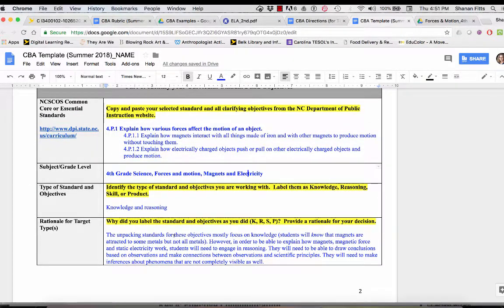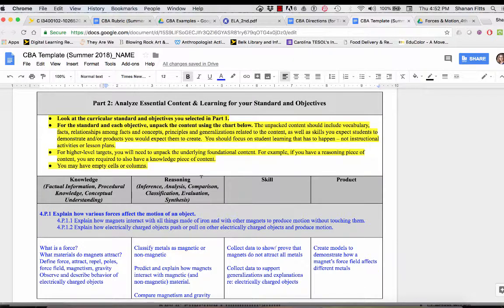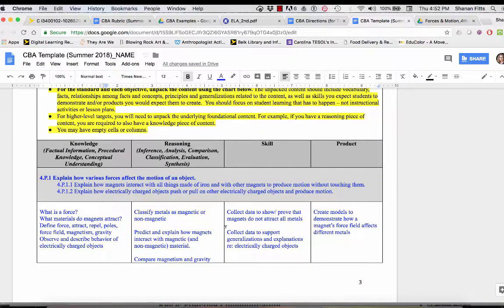You can just cut it out and paste your own in there. In my example, I'm going to be focusing on forces in motion for 4th grade. To deconstruct your standard, again, you're going to be looking at the North Carolina unpacking documents. Some content areas have wiki pages. Looking at those materials will help you better understand the general objective, all of the knowledge and reasoning and sometimes skills that kids are going to need to know and do in order to meet the standard.